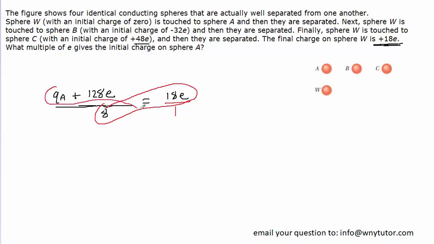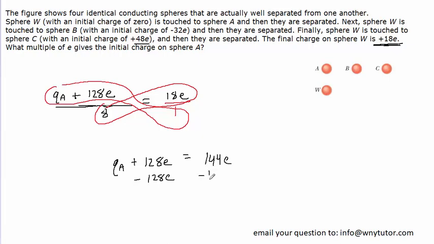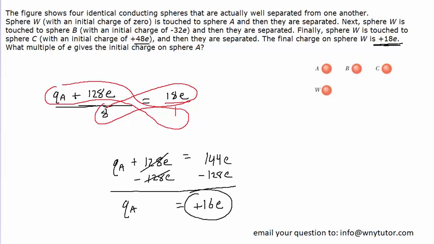Notice that QA plus 128e times 1 will simply remain QA plus 128e. And then the final step to solving for QA would be to subtract the 128e from both sides of the equation. And when we do that, we can see that QA is going to equal 16e. Notice it's positive 16e. So this would be the final answer for the amount of charge on sphere A.